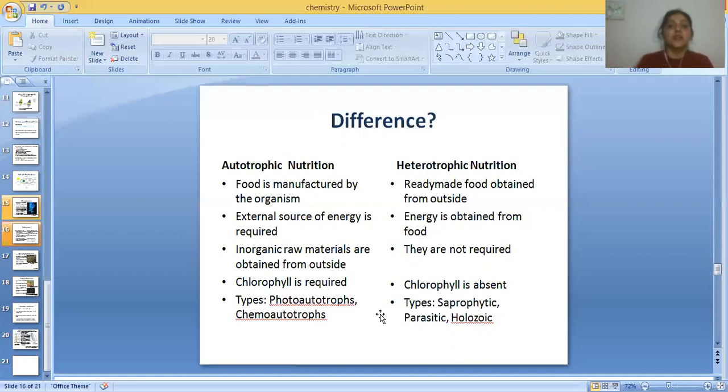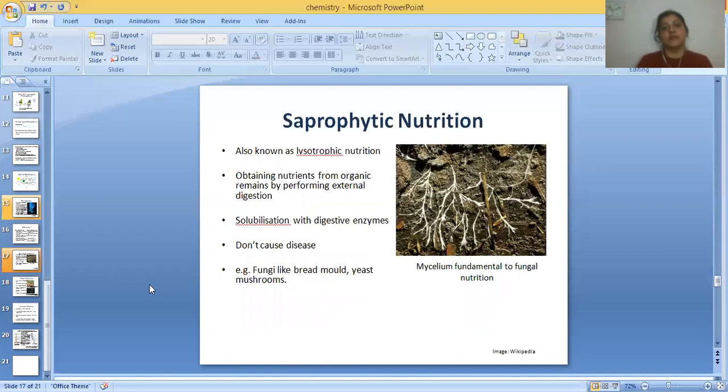So what are the different types of autotrophic nutrition? Photoautotrophs, chemoautotrophs. And what are the different types of heterotrophic nutrition? Saprophytic, parasitic, and holozoic. So let's cover saprophytic nutrition. It is also known as lysotropic nutrition.